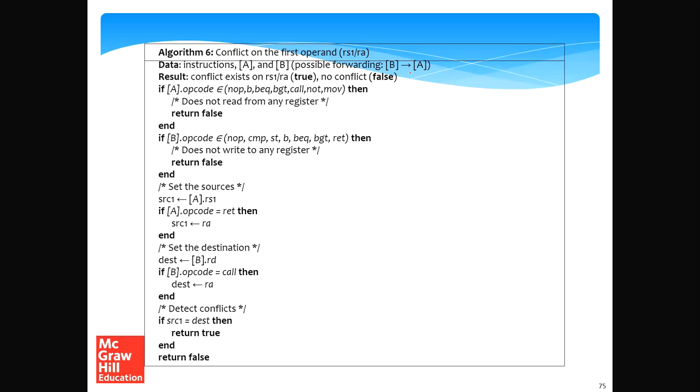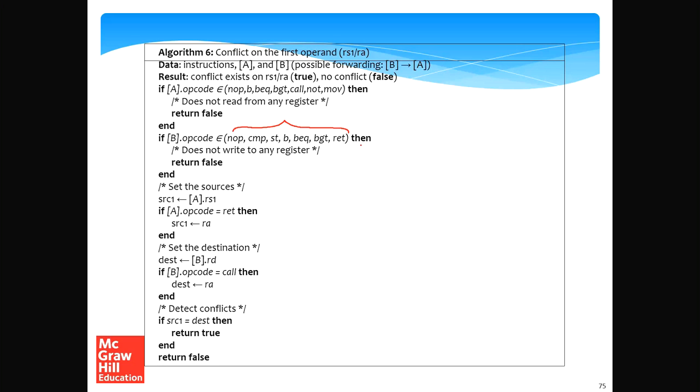Since A in this case is a consumer instruction, and it is one of the following: NOP, BQ, BGT, call, not, and move, it means that it does not use its first source operand. It does not use the RS1 field. And since it does not read from any register, we cannot have a conflict, so we return false. Similarly, if B is a part of this set, which is NOP, CMP, store, B, BQ, BGT, and ret, it means that we are not writing to any register, so we cannot have a read after write kind of dependency when registers are involved, so we also return false.